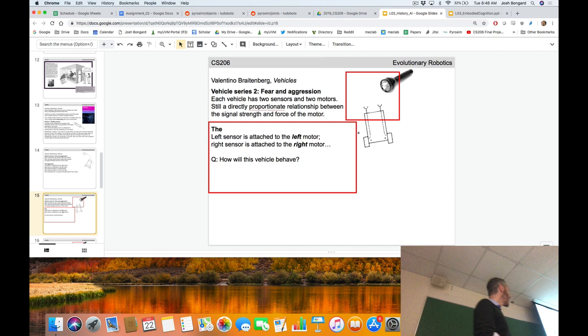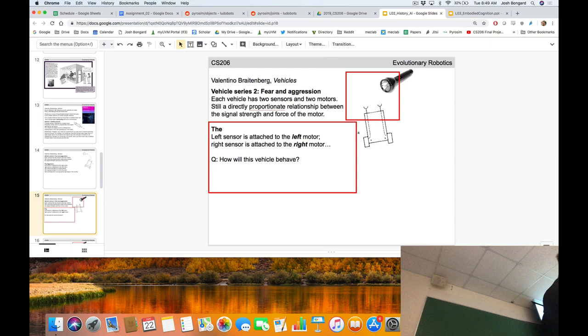We ended last time with this robot, which is exactly the same as the aggressor, except now we have ipsilateral connections, same side connections. Left sensor to left motor and right sensor to right motor. What does this robot do? It drives away from the light.